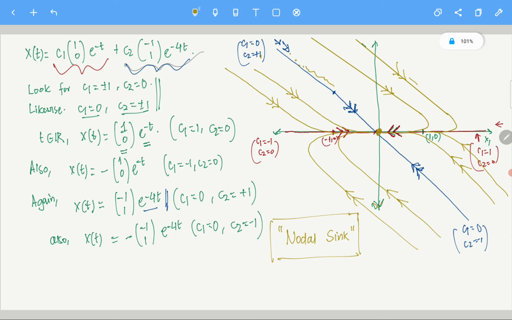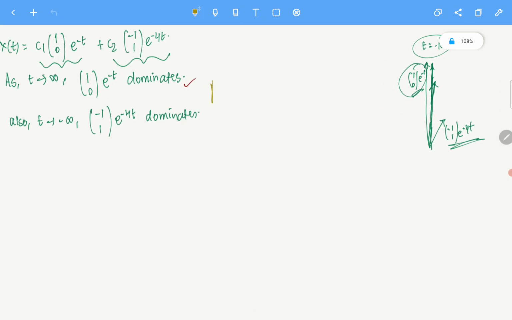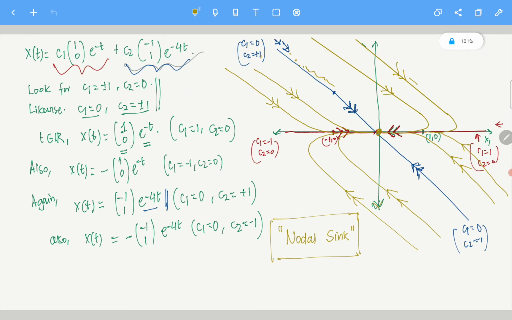So let's say for some system the solution is C1 (1, 0) e power t plus C2 (minus 1, 1) e power 4t. Then the phase portrait is exactly the same, but the arrows will be pointed in a different direction. Clear? Because in that case you do realize that the roles will be reversed. So this is what I am trying to say here. In that case, the solutions will look like this. It will all go outside.